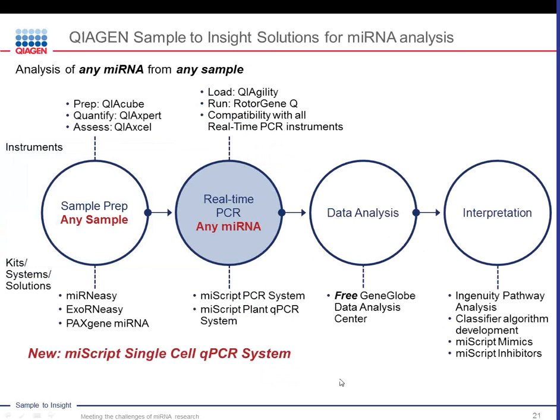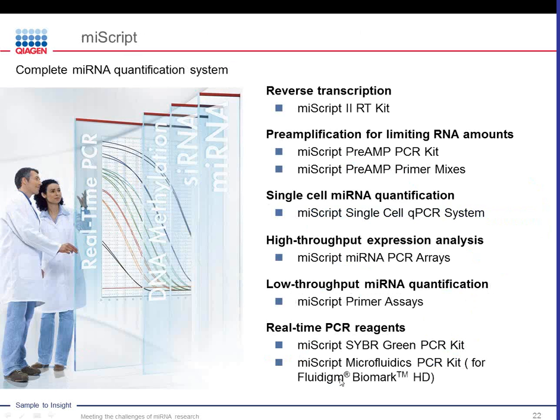So that's it for sample prep. Let's spend our next portion discussing real-time PCR of any microRNA. miScript at QIAGEN is a complete microRNA quantification system. There's a reverse transcription kit, preamplification solutions for limiting RNA amounts. And again, if you're interested in single-cell microRNA quantification, we have a whole suite of products for that.